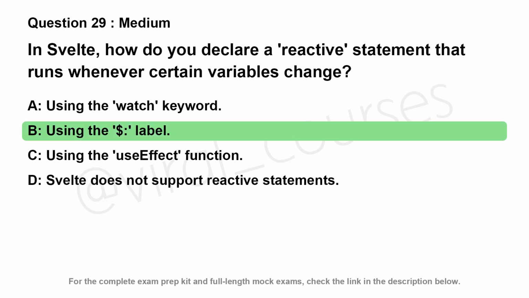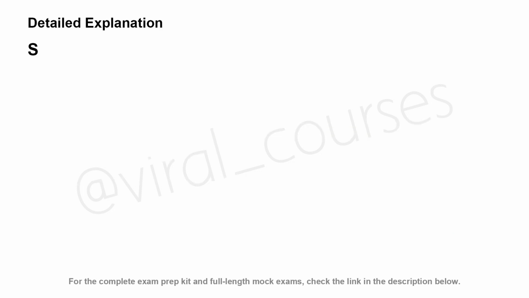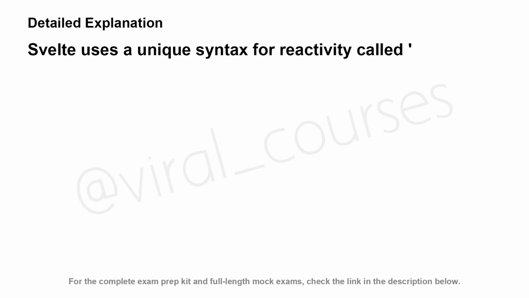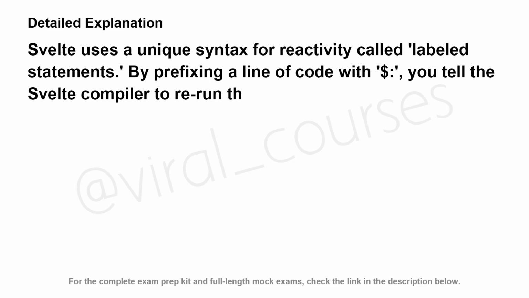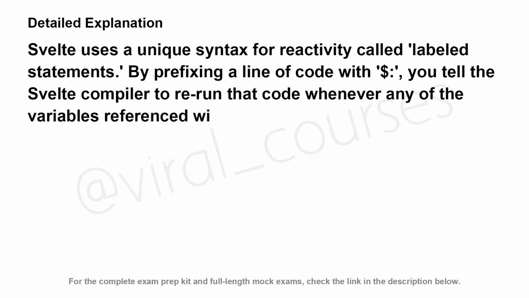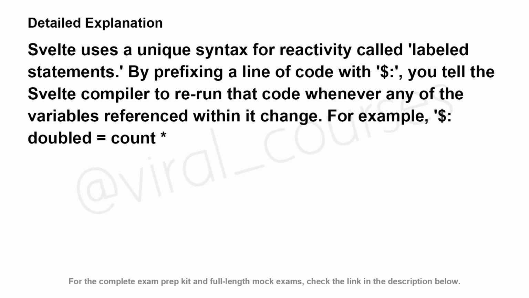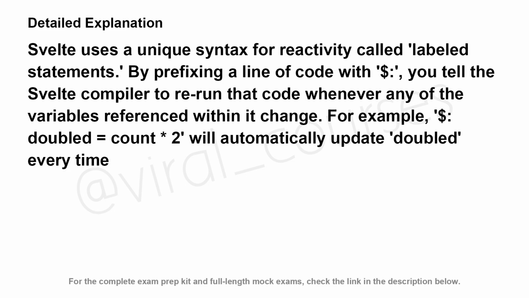The correct answer is B. Svelte uses a unique syntax for reactivity called labeled statements. By prefixing a line of code with $:, you tell the Svelte compiler to rerun that code whenever any of the variables referenced within it change. For example, $: doubled = count * 2 will automatically update doubled every time count is modified.